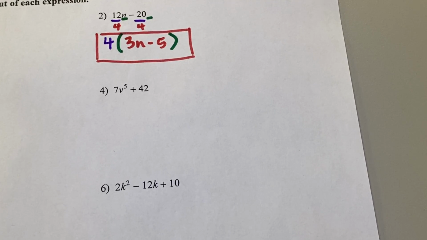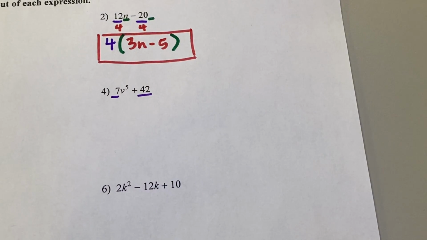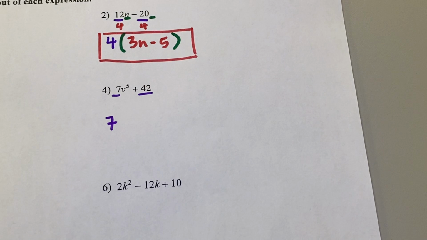Okay, last binomial, last 2-termed guy. Look at your coefficients, 7 and 42. What's the biggest number I could divide both 7 and 42 by? Ricky, think you have it? 7, beautiful. I can divide 7 by 7. I can divide 42 by 7.